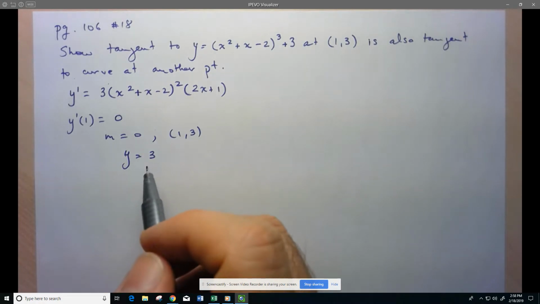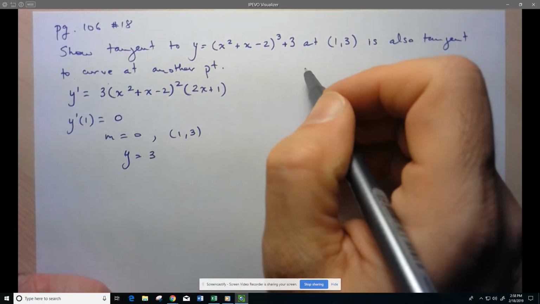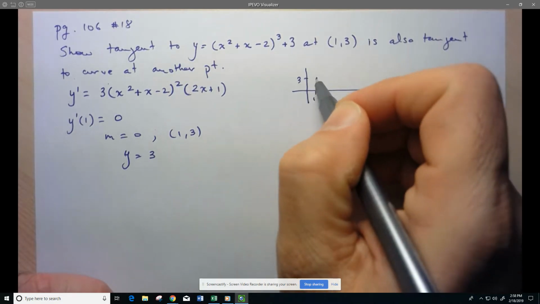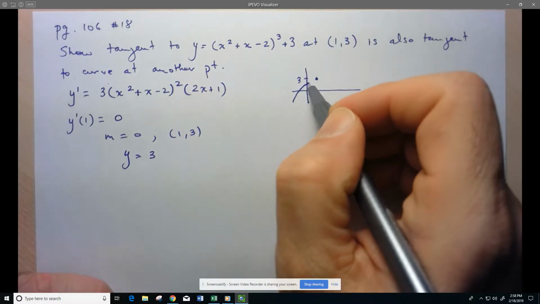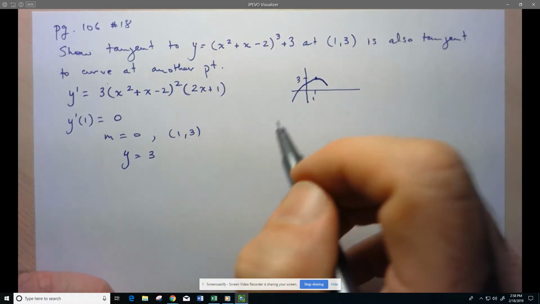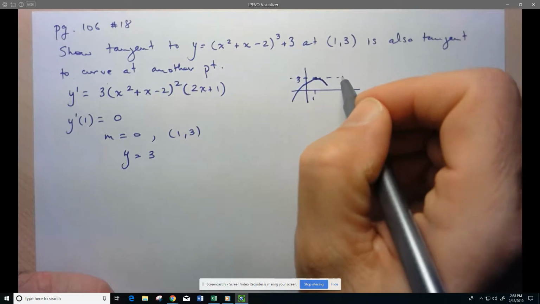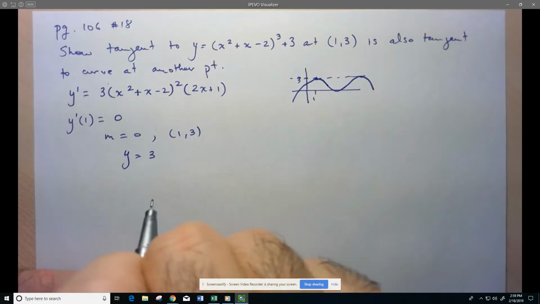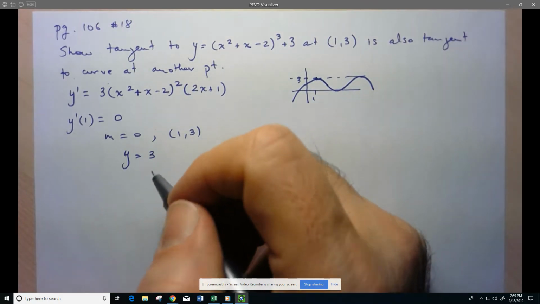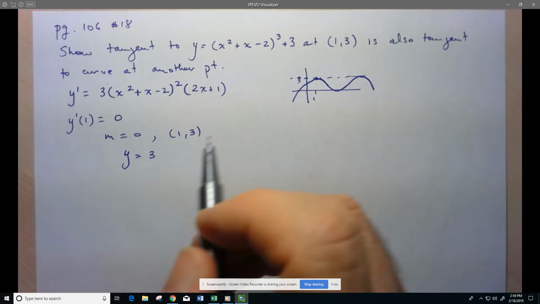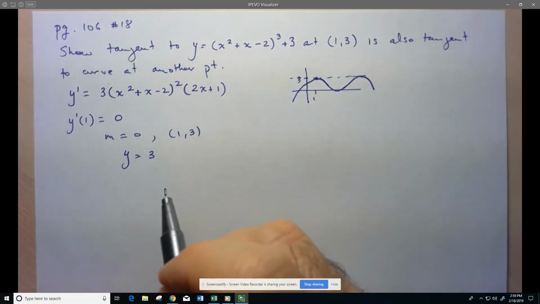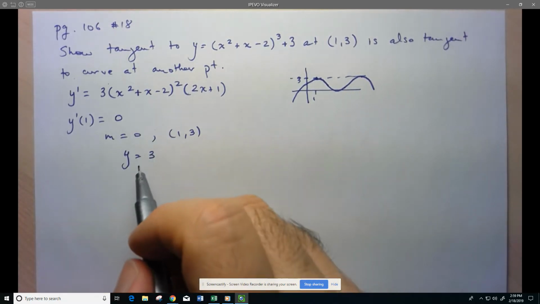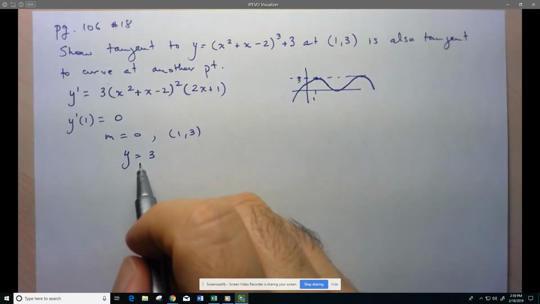If we try to reason out what's going on here, let me draw a little picture. At (1, 3), this curve has a horizontal tangent, so it looks something like this. If I draw my horizontal tangent, it means that at some other point, there's also going to be a horizontal tangent. So our goal is to show that there exists another point for which y equals 3 is its tangent line. So let's find the other places where the derivative is equal to 0, because obviously if they share this tangent line, the rate of change has to be the same there.